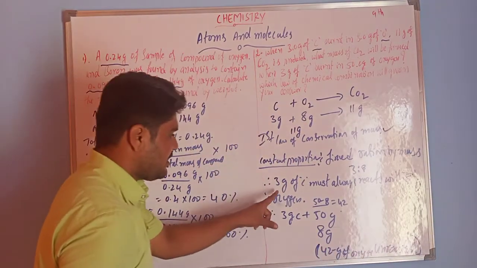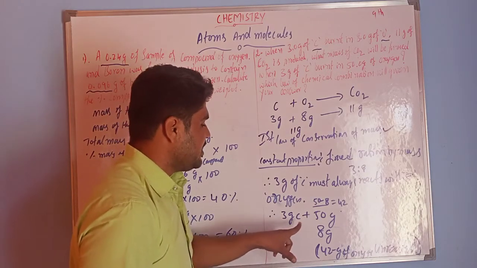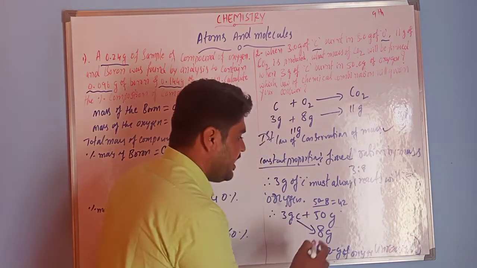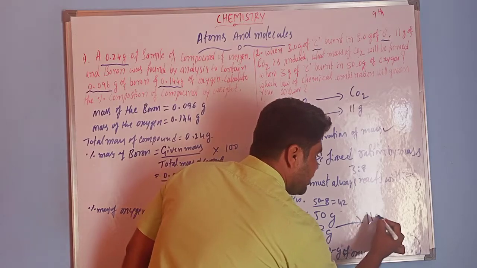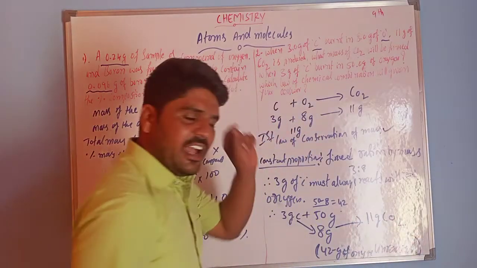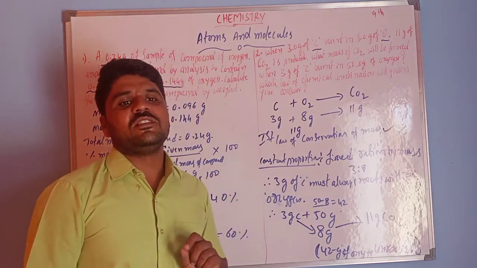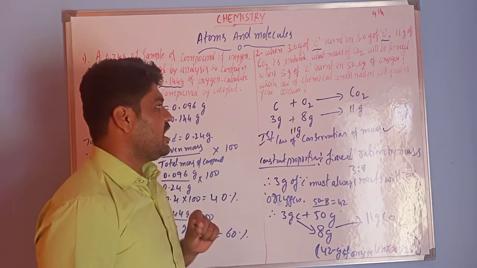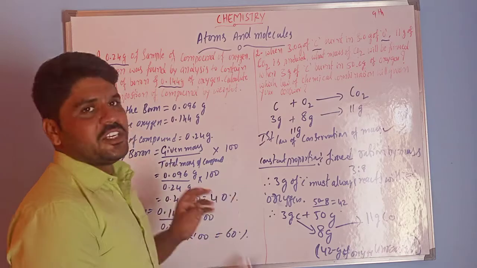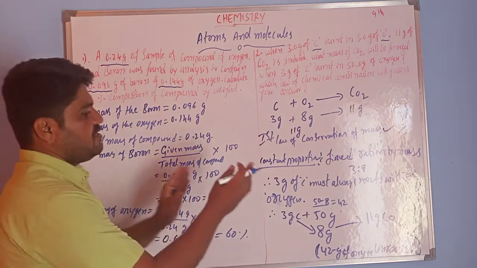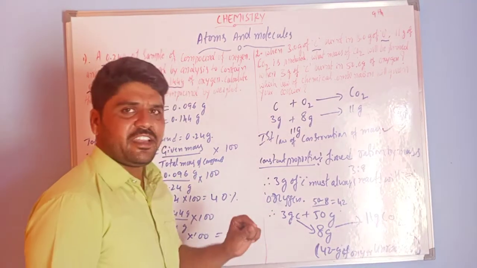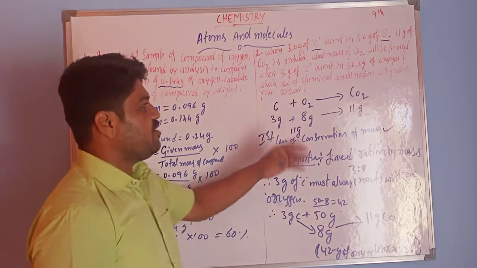That means the carbon reacts with 8 grams only and produces 11 grams of carbon dioxide only. This is always told by the law of constant proportion. So this is all for today's class. This is the first question and this is the second question. This is somewhat tricky, that's why I am going to explain once again.